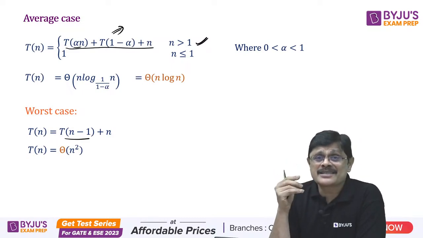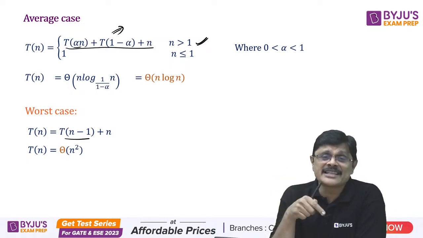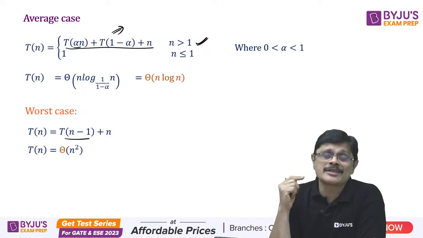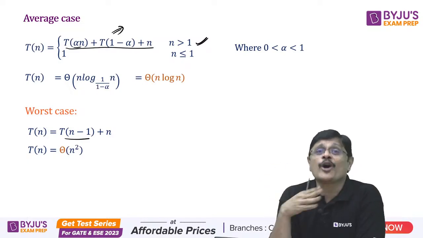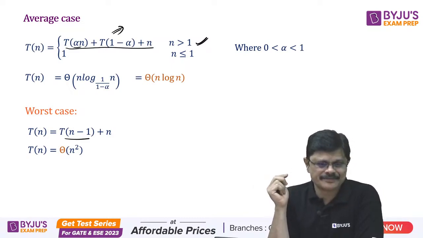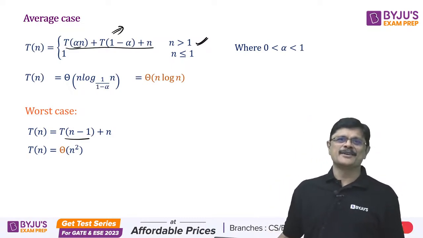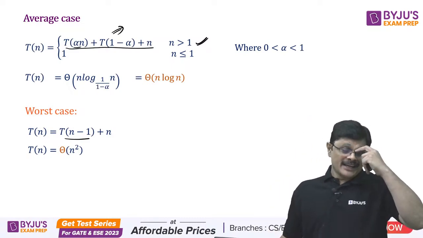Quicksort gets the worst case time complexity when the array is already sorted. When the array is already sorted, this algorithm works badly. So quicksort is a bad algorithm for already sorted arrays, my dear friends. We'll try to see all that.